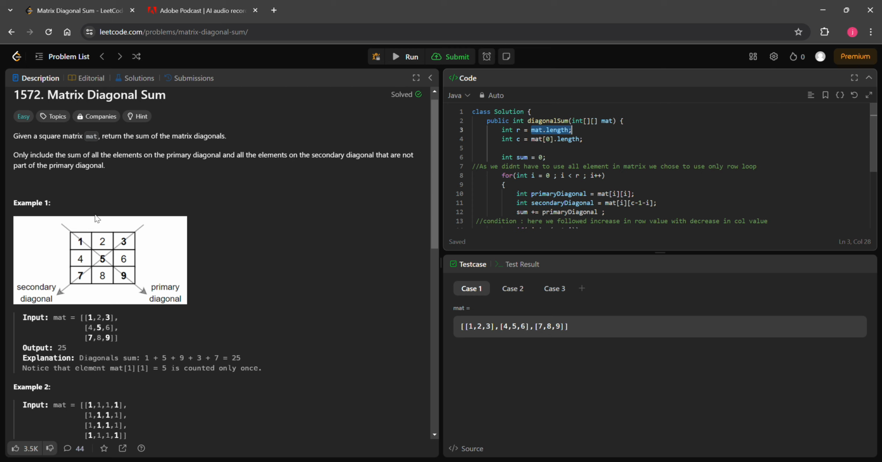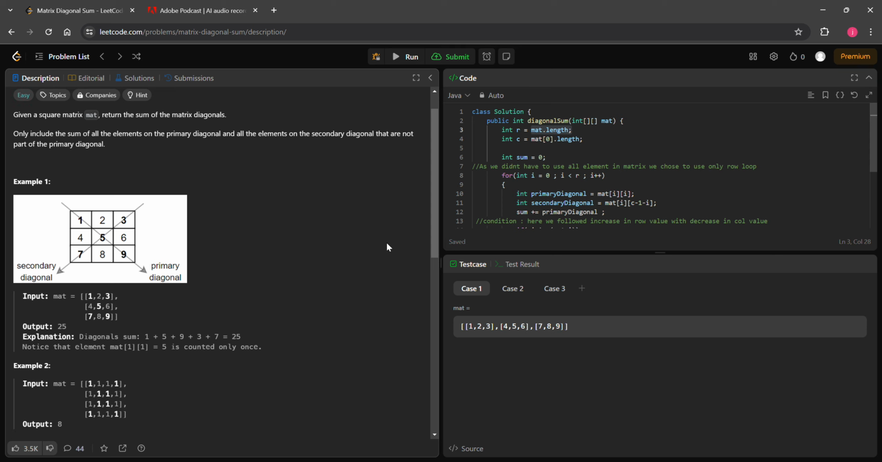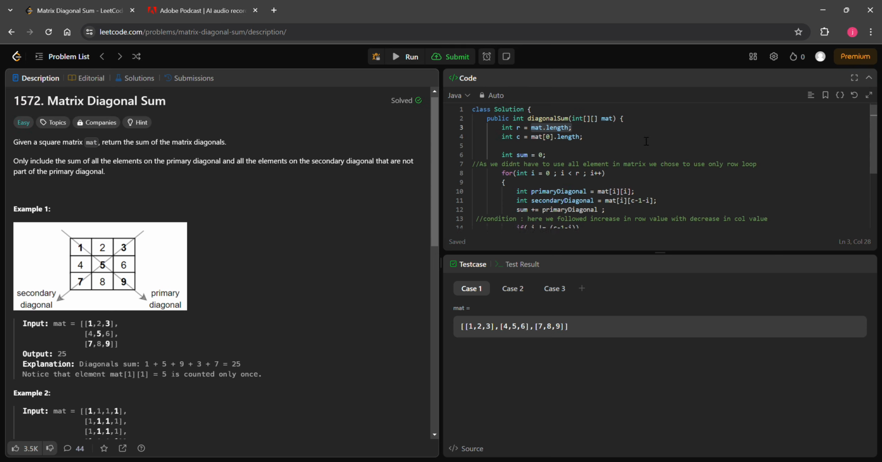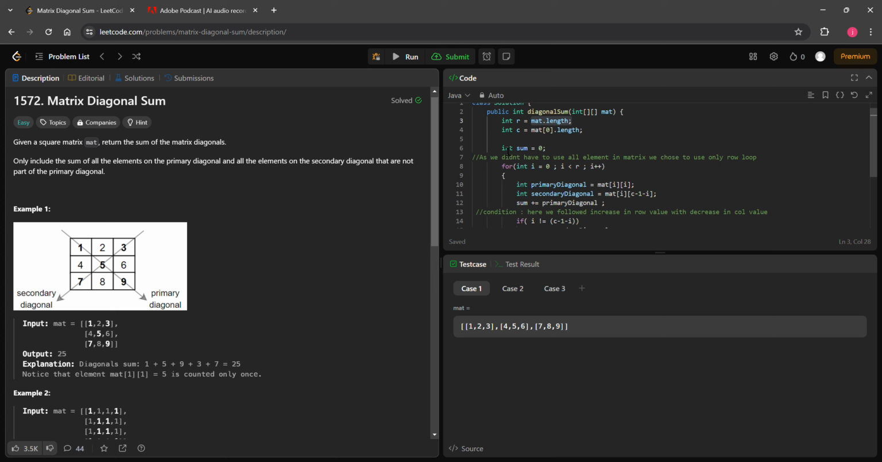Now we have to find the column. To find the column, as I told, take the 0th index and find how many elements are there in the 0th index. Here it is 3, so c is equal to mat of 0 dot length, which will give me 3, because 1 2 3 is 3, right? So column is equal to mat of 0 dot length. Next, initially we have to find the sum, so first I initialize the sum to 0. I set the sum to 0 because I don't know how many elements there will be.